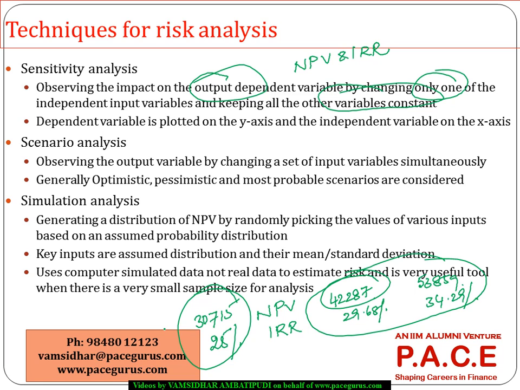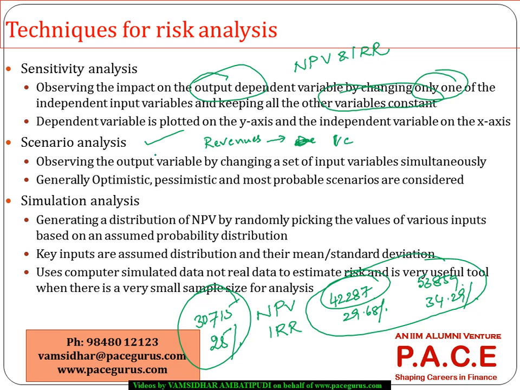Whereas in case of scenario analysis, what we typically think of is, don't change only one variable, because in reality probably if the revenues are changing, it may so happen that the depreciation may also change, or the variable costs also could change, or something else could change. So we can't keep the remaining variables constant. It's always better that they change as a group. So that is where we talk about scenario analysis.